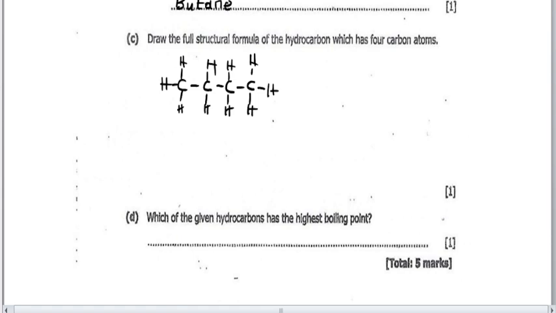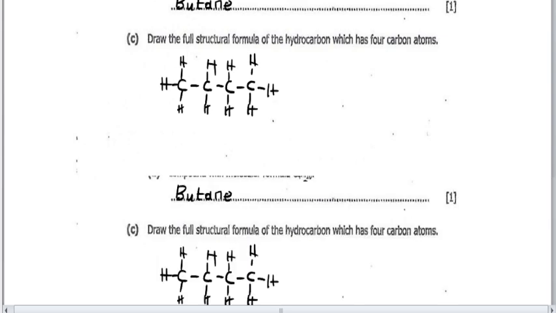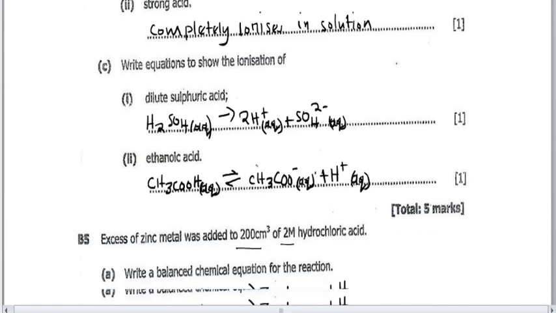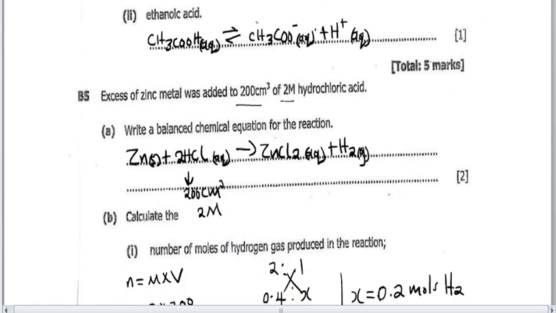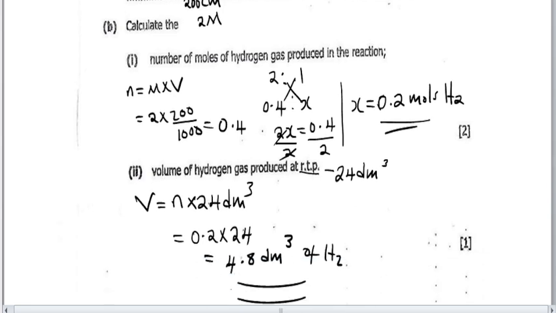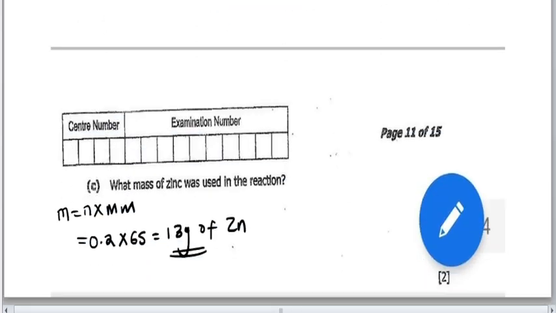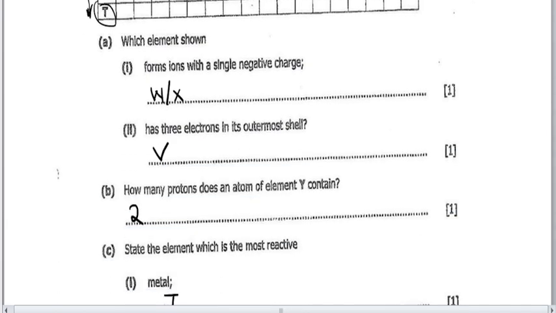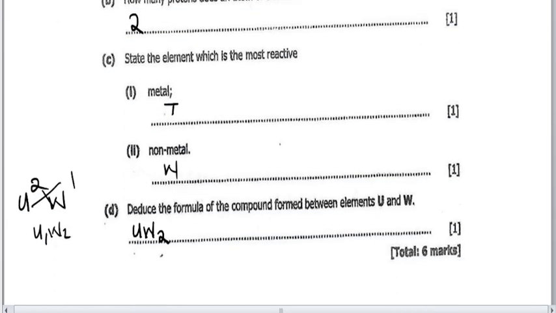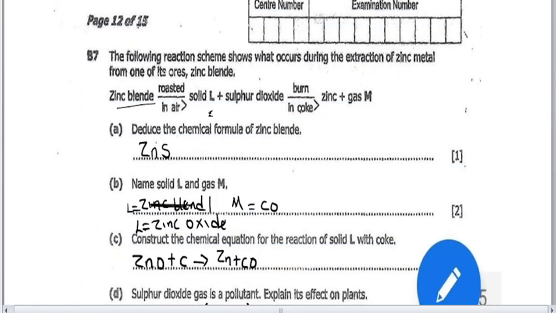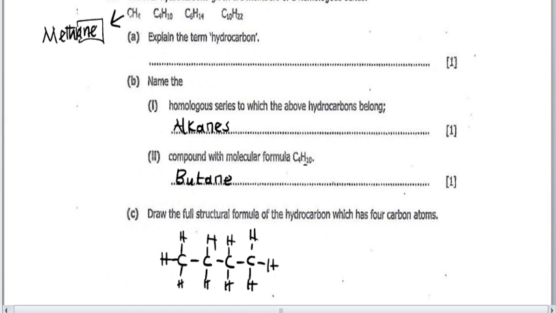Let us look at which of the given hydrocarbons has the highest boiling point. Now let's look at what we've been given. The ones which are given, we need to find the one with the highest boiling point. So let's go back to where the hydrocarbons are so that we'll be able to answer the question. All right, they are here.